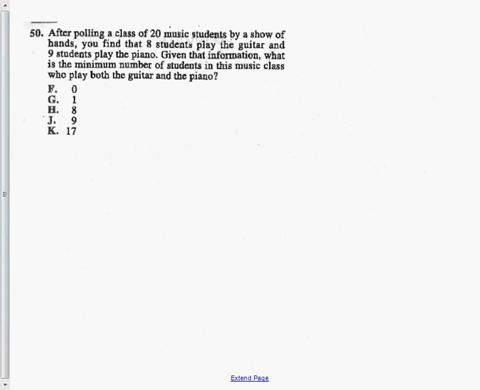So you know that there's 20 people in all, and then the second fact you know is that there are 8 students who can play the guitar. And then you also know that there are 9 students that play the piano.